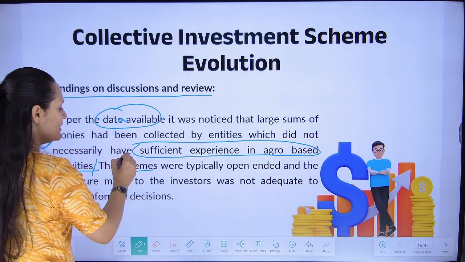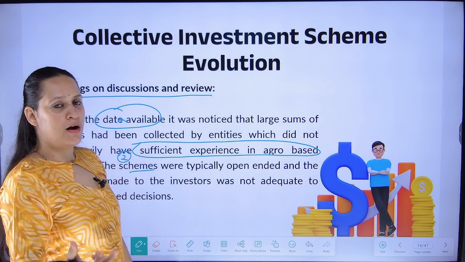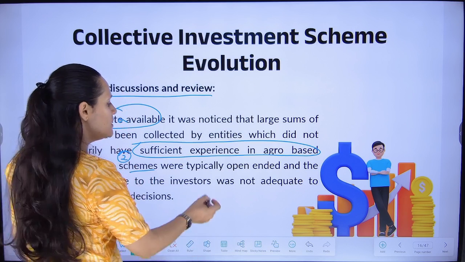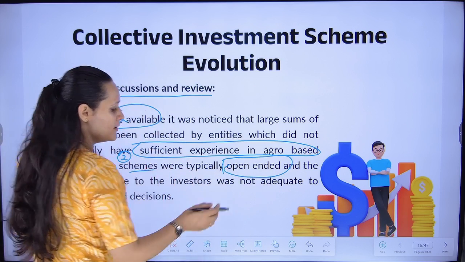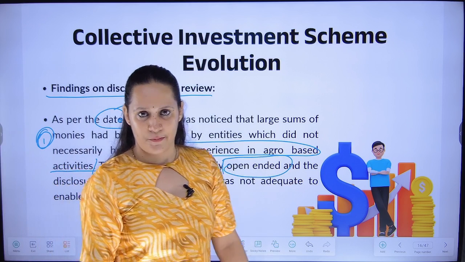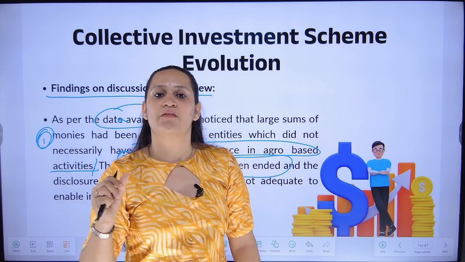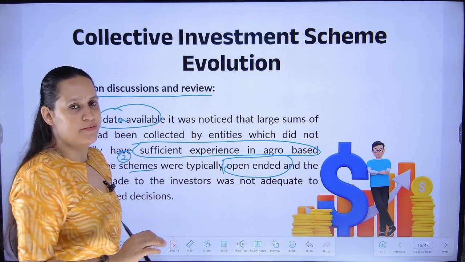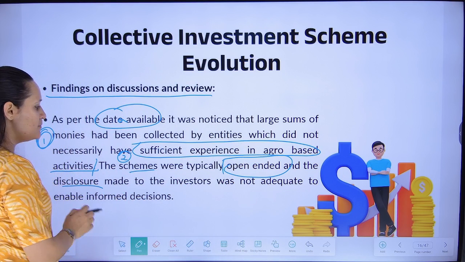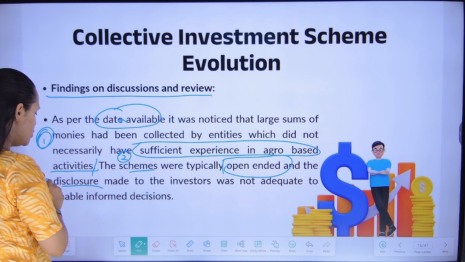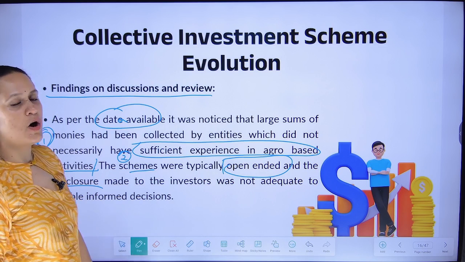Second thing that they noticed, which was a wrongful intention, was that all the schemes are open-ended. That means they never had a maturity date. It is open-ended. And the disclosures made to the investors were not adequate to enable them to make an informed decision.